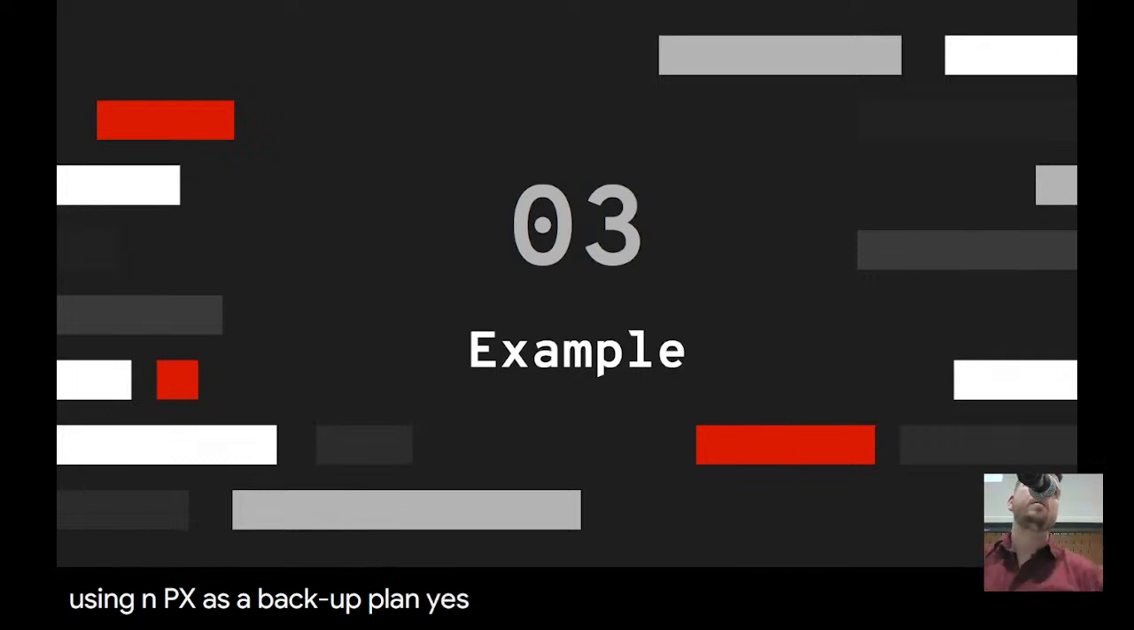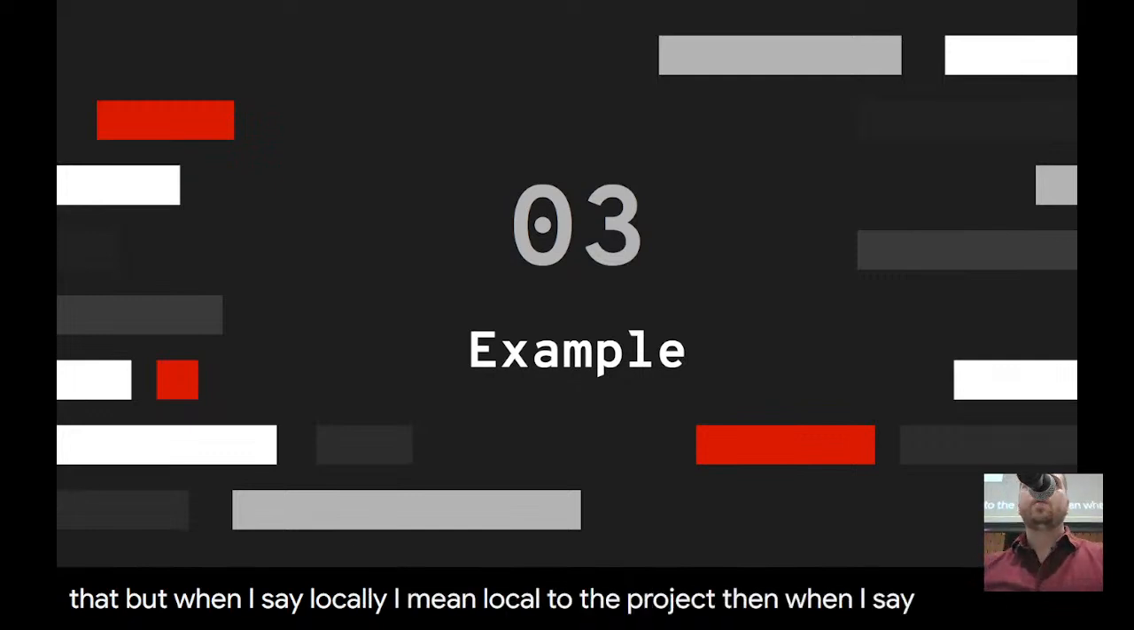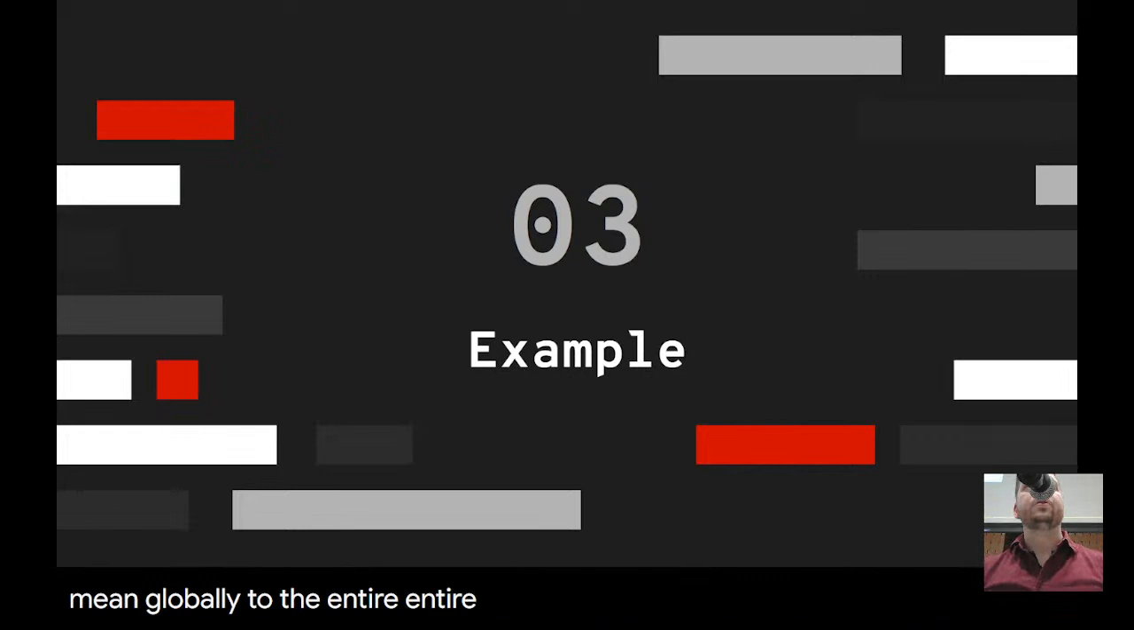Yes? So when you say that we're going to save it like in a file, and you keep all of your coding projects? So maybe you could do that, but when I say locally, I mean local to the project. Then when I say globally, I mean globally to the entire computer.